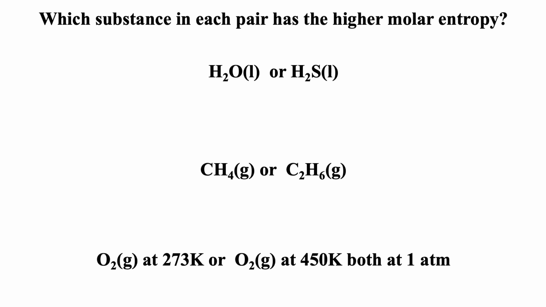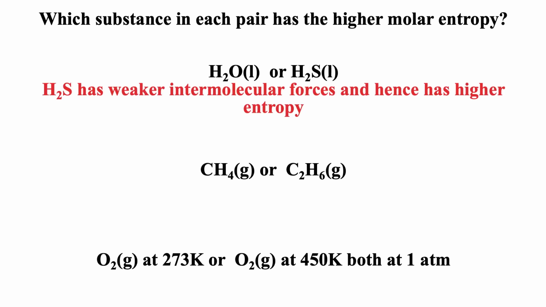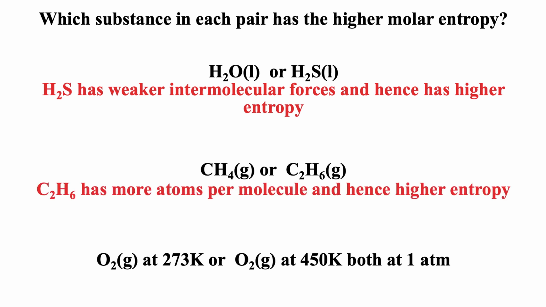So H2O liquid versus H2S liquid: the same phase, same number of atoms per molecule. Water has hydrogen bonding, so stronger intermolecular forces than H2S, and so H2S should have the higher entropy. Methane versus C2H6, again they're both gases, and both are non-polar, so they should have similar intermolecular forces. C2H6 has more atoms per molecule, more energy states, more possible configurations, so C2H6 should have a higher entropy. Oxygen gas at 273 Kelvin or oxygen gas at 450 Kelvin, both at 1 atmosphere: higher temperature should lead to a higher entropy.